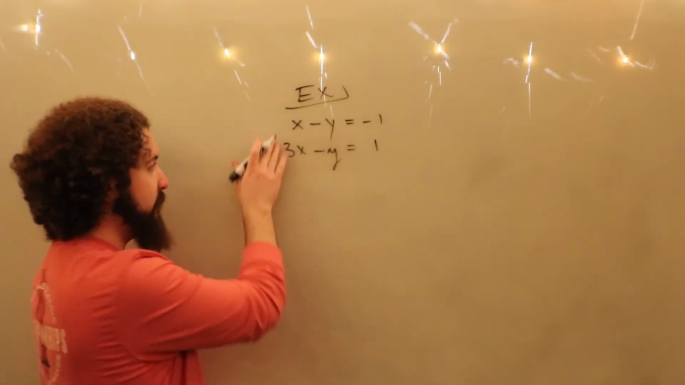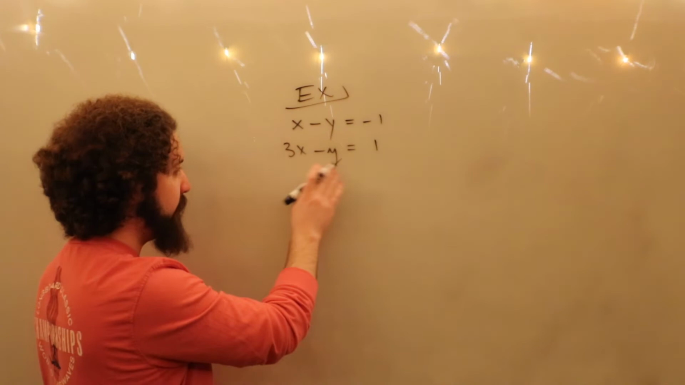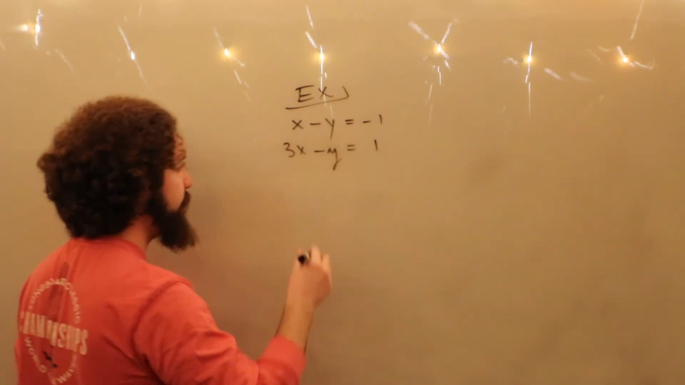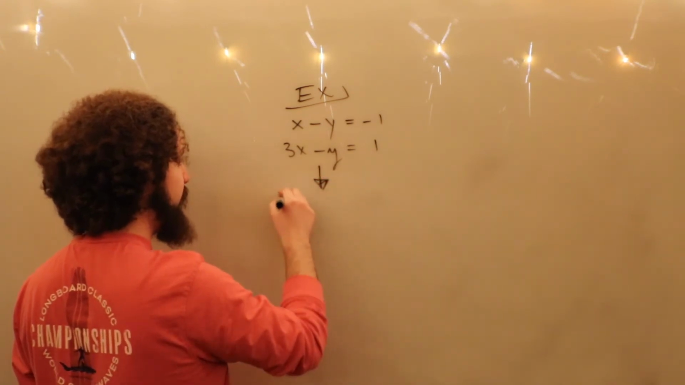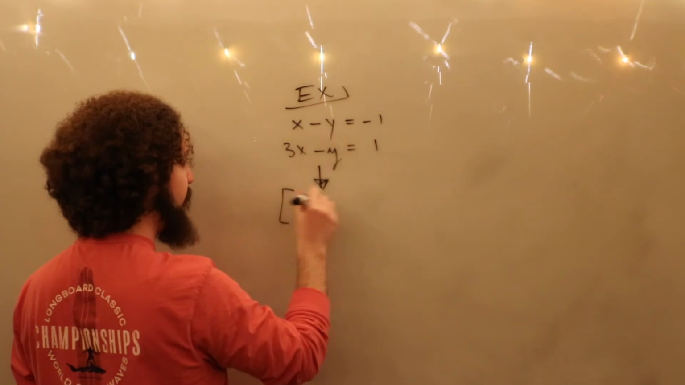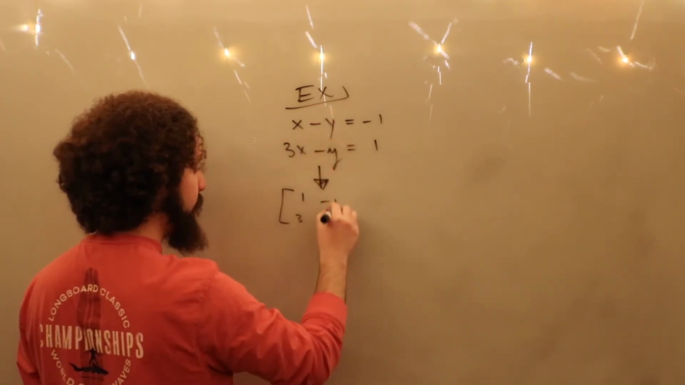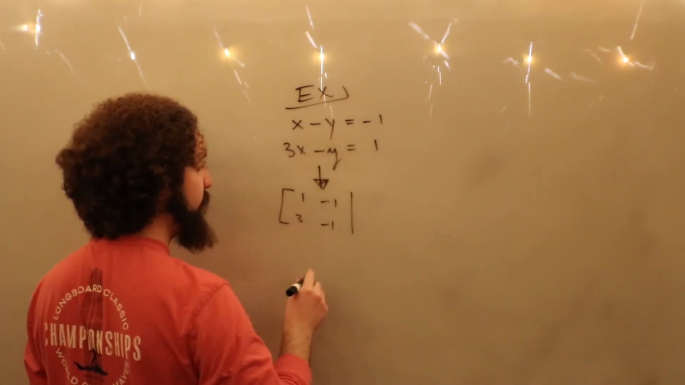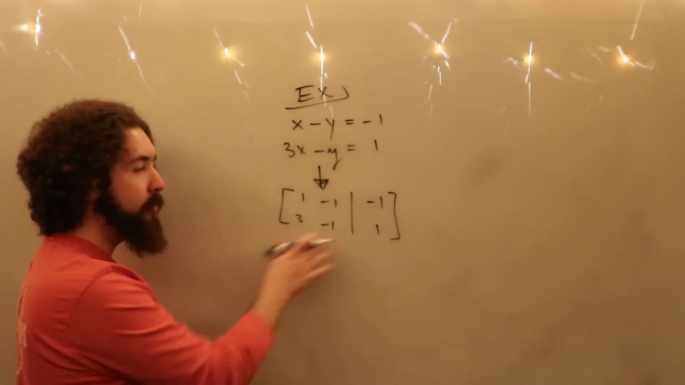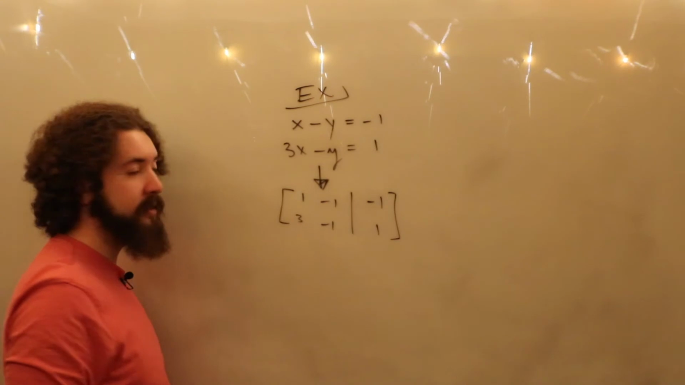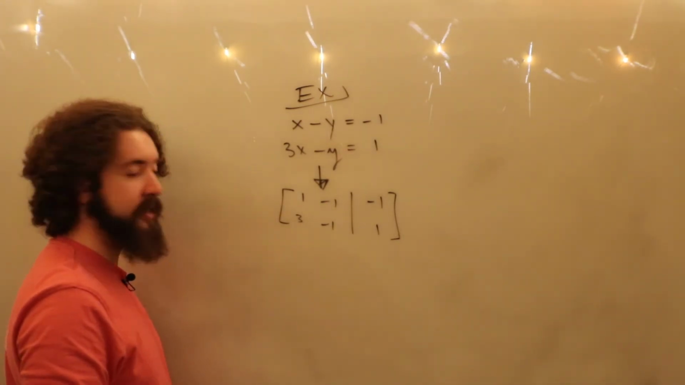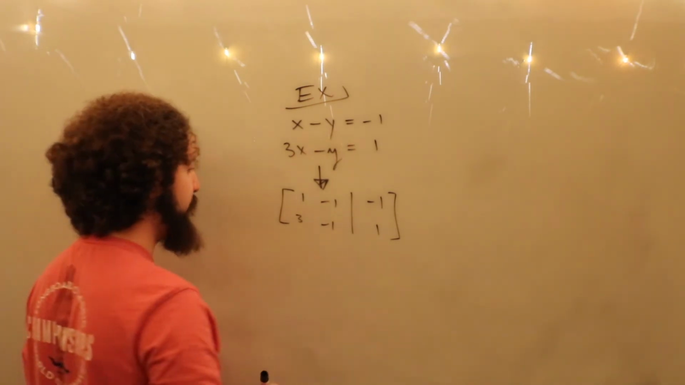So first we have this system, x minus y is -1, 3x minus y is 1. First we put it into augmented form to our augmented matrix, so this is going to look like 1 in front of the x, 3 in front of this x, -1 and -1. Then we partition, and our constant terms are -1 and 1. This is our augmented matrix for this system of linear equations. Now we use elementary row operations to get it into row echelon form.